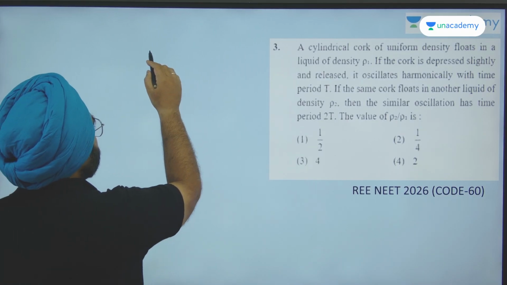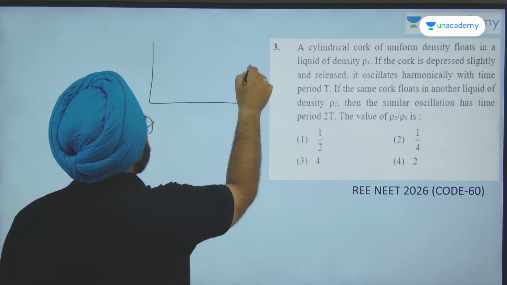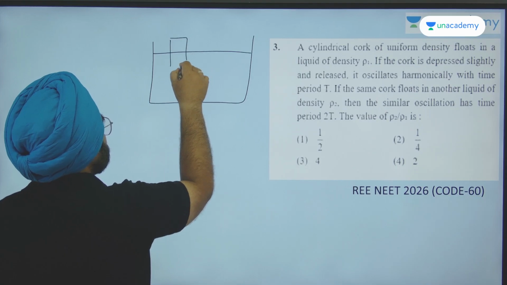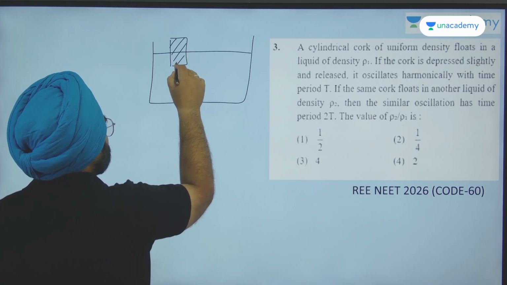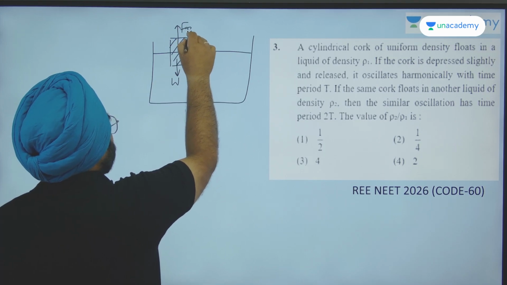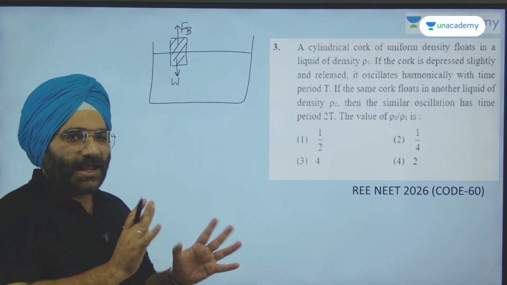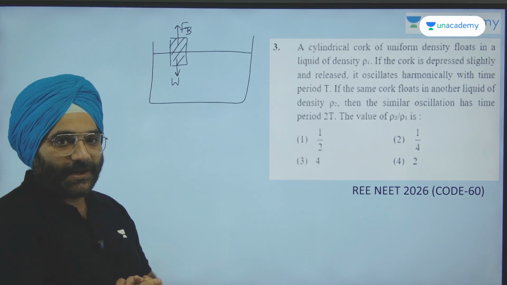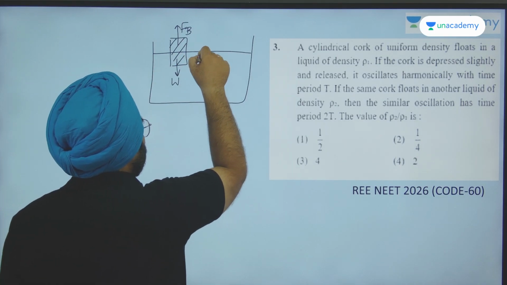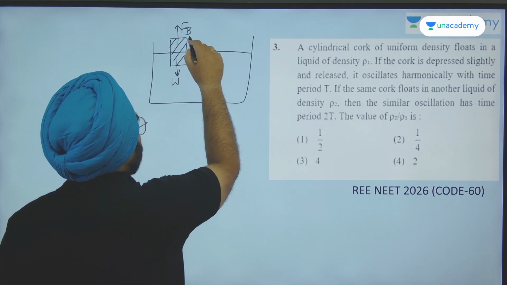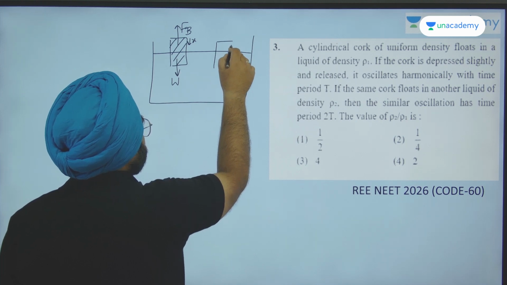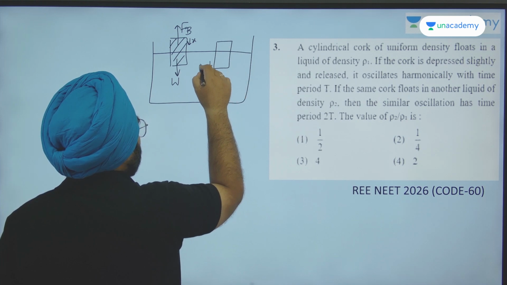Now try to understand. This is our beaker. In the initial situation, let's consider this is the body we are talking about. Two forces will be acting: W, and in the upward direction the buoyant force. They are balanced in this case, that's why it is in equilibrium right now. Now if I move it slightly below by x, it will reach here. It will move down by x.